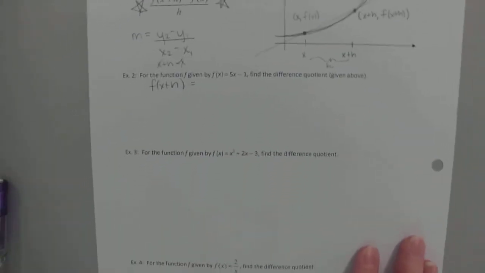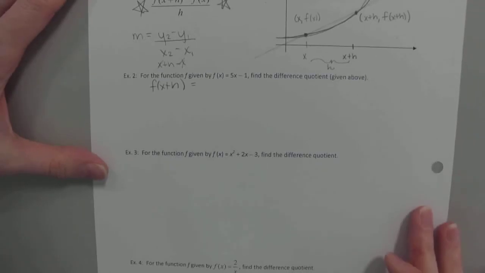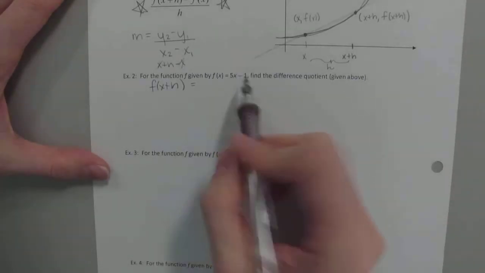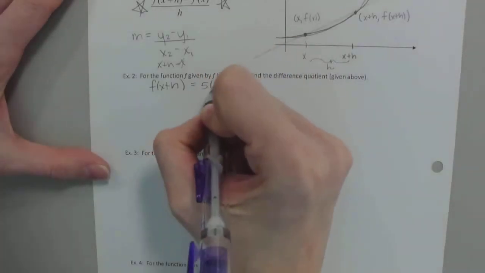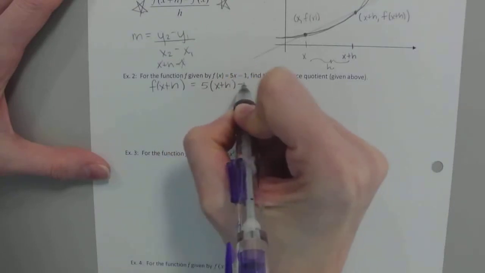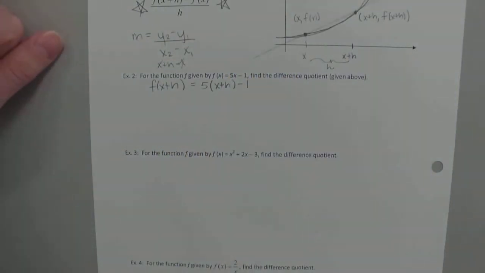And this is why we had that one section where we evaluated 3x, x minus 1, that kind of stuff, right? Wherever I see x in this function, I'm going to plug in what? X plus h, right? So I have 5 times x, so really I'm going to have 5 times what? X plus h minus 1, like that. Is that okay so far?